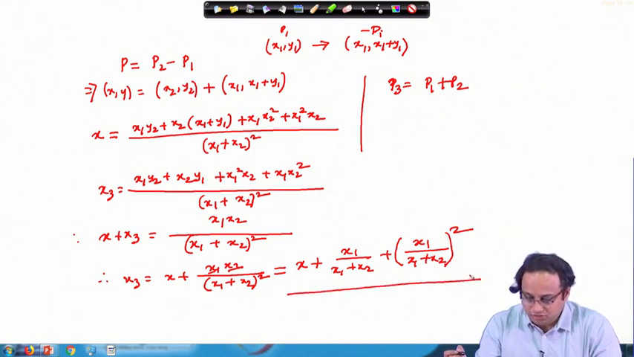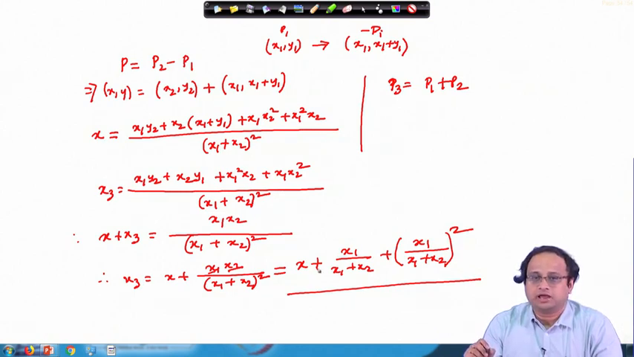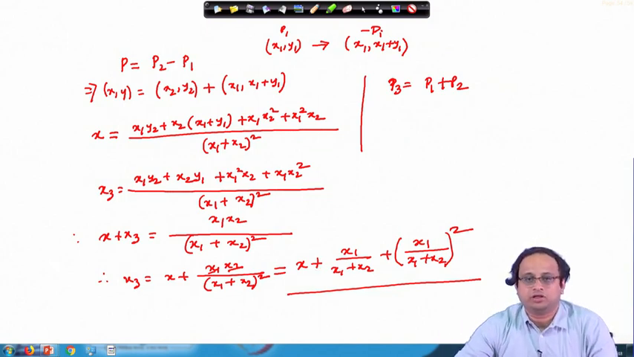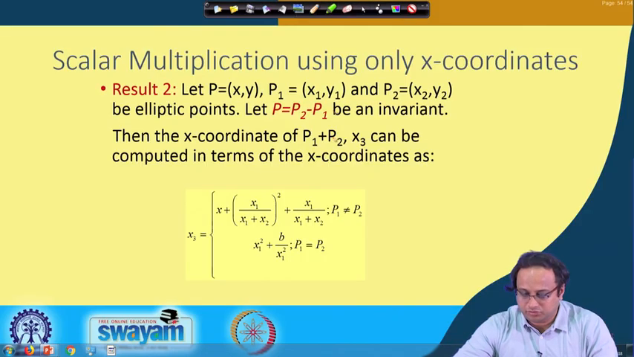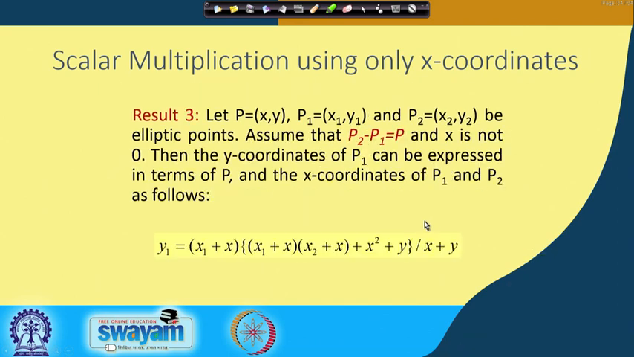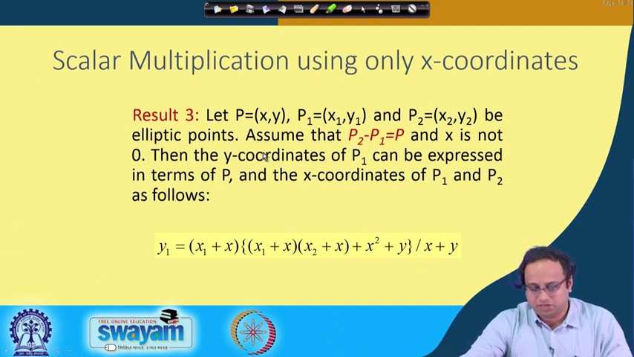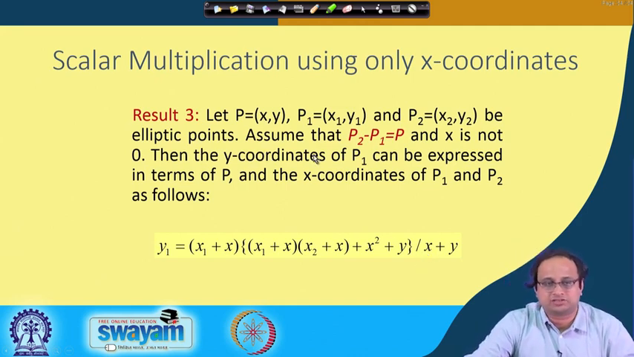Therefore, this is the final form that we will take, and you see again that we have completely eliminated the y coordinate and are operating only on the x coordinates. With this, we can now get back to the slide and see that that is pretty much the equation which is written over here: x plus x1 by x1 plus x2 whole square plus x1 by x1 plus x2. But you see that finally, when you are doing the computation, you have to return the output point, that is x3 comma y3. So, you still need to compute y3.